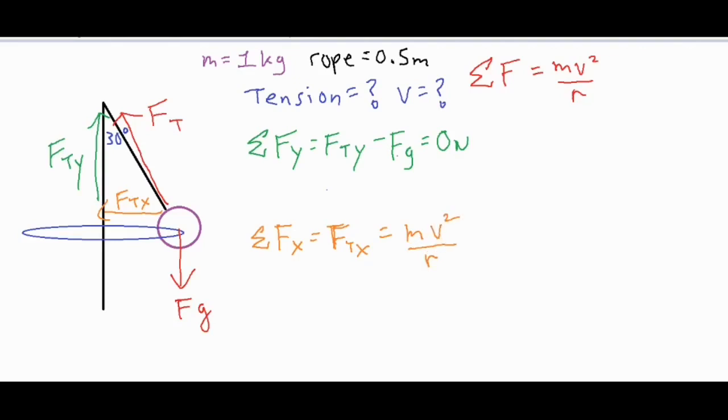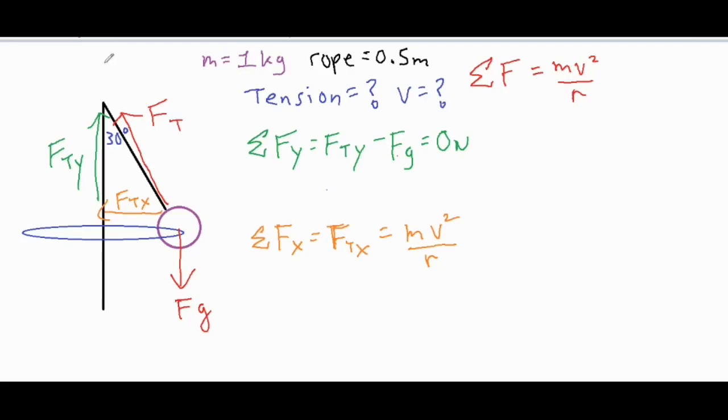All right, so we summed up our forces in the x and y direction, and we came up with 2 formulas. This one equaling 0 because there is no movement or acceleration in the vertical direction. And then along the horizontal axis, we have an imbalance of force because we only have the FTx, and that equals mv squared over r because that is our centripetal force.